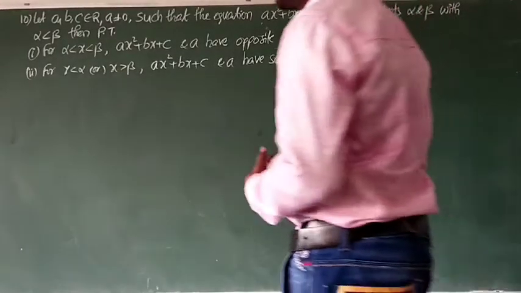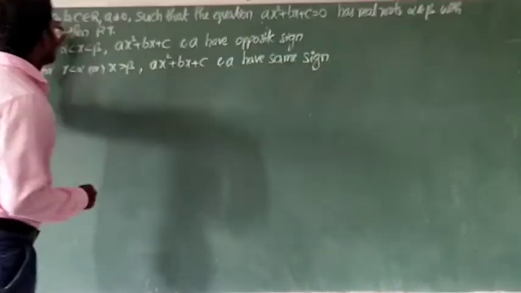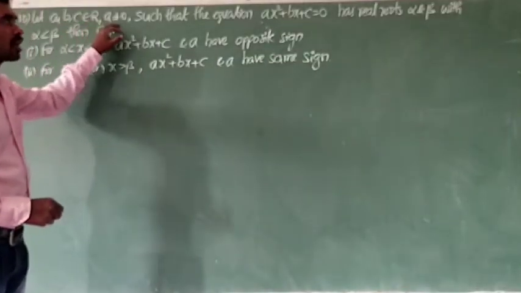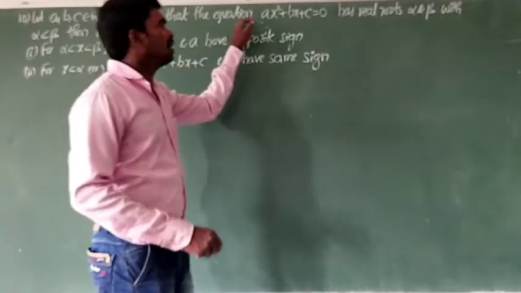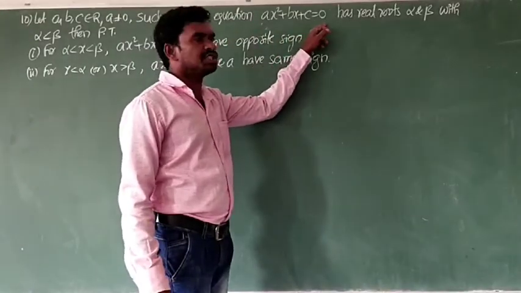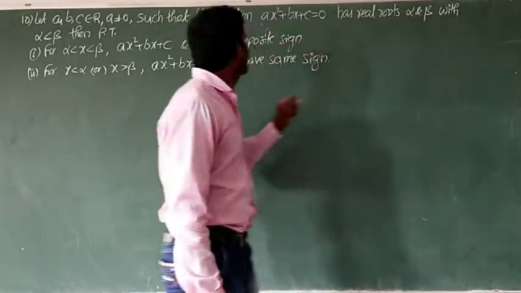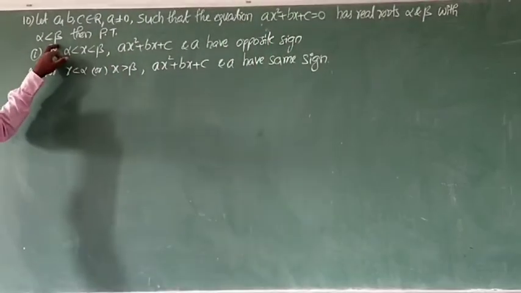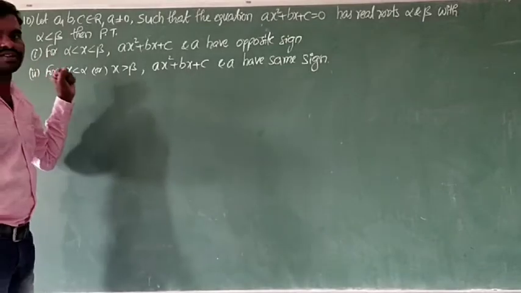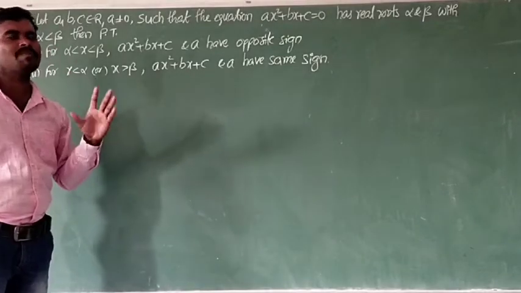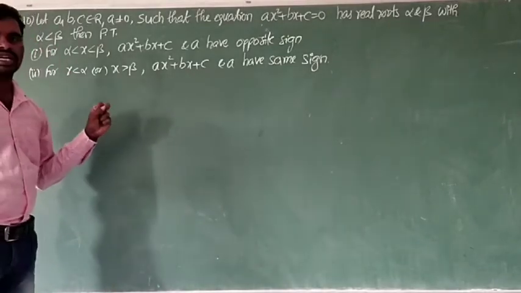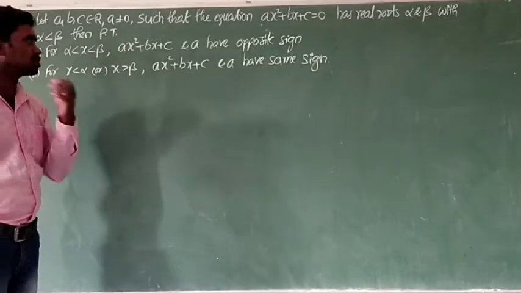Okay, let us take the next, 10th question. Let a, b, c belong to R, a is not equal to 0, such that the equation ax square plus bx plus c is equal to 0 has real roots alpha and beta with alpha less than beta. Then prove the following. After this we have one more problem. With that 11th problem we can complete these 4 marks questions.